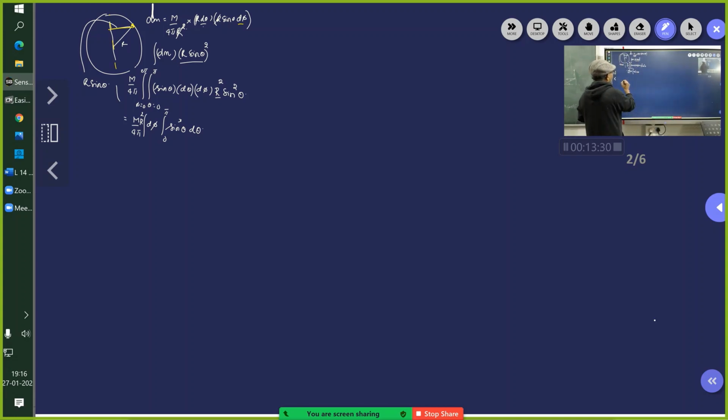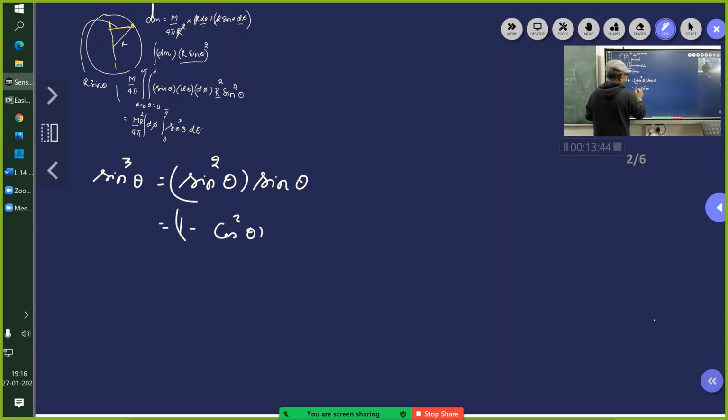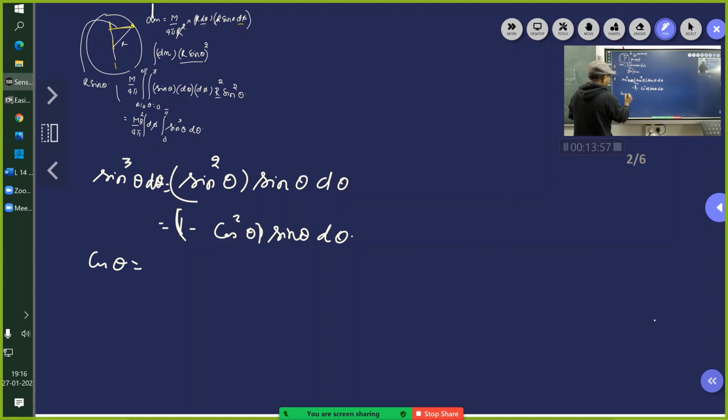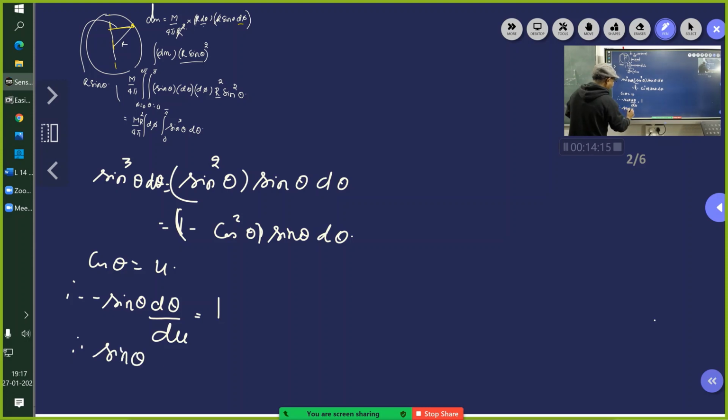So I am going to do it like this. Sin cube theta, I will write as sin square theta into sin theta, which is 1 minus cos square theta into sin theta d theta. Now I'll say cos theta is equal to u. Therefore, if I differentiate this, I get minus sin theta d theta equals du, and therefore sin theta d theta is equal to minus du.